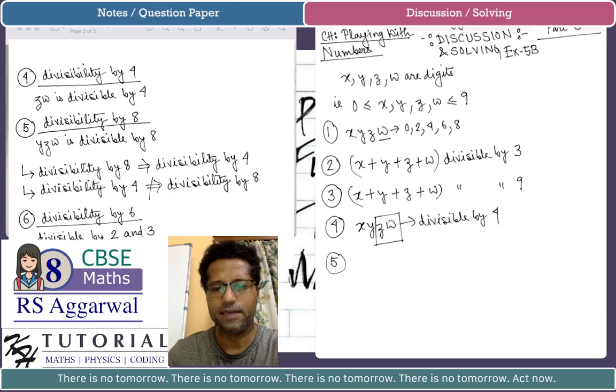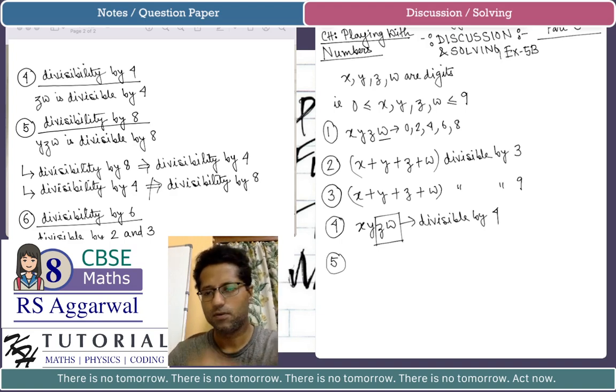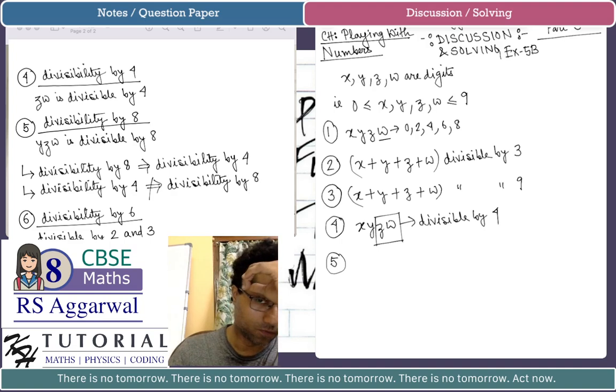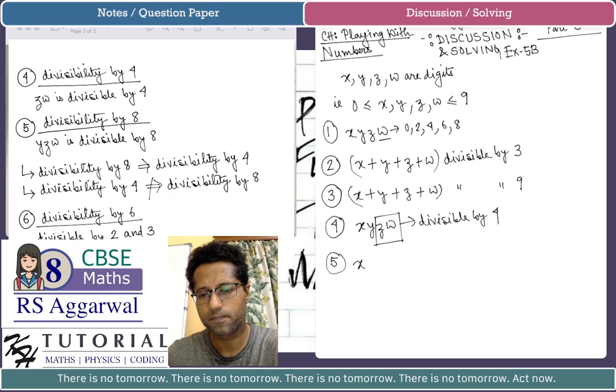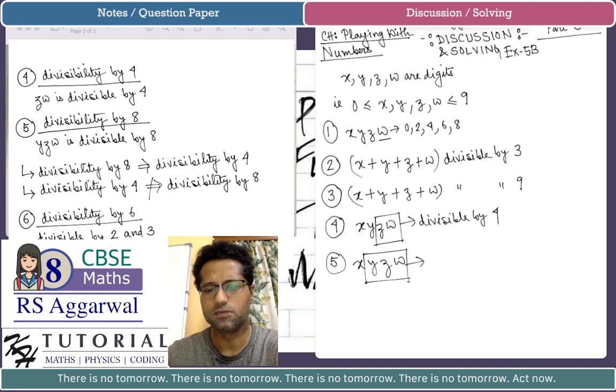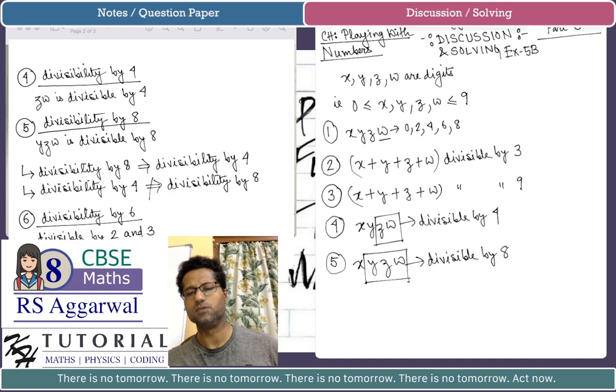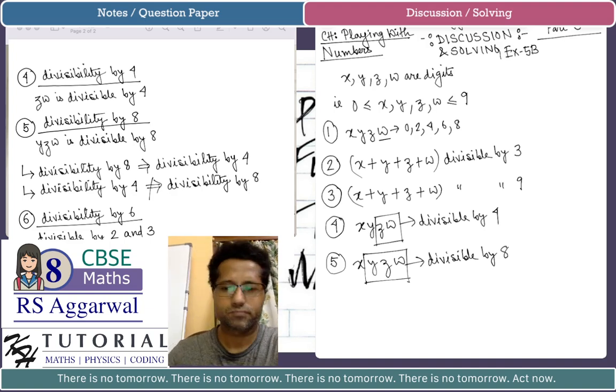Divisibility by 8 is the same concept like divisibility by 4, but in this case, we have to consider the last 3 digits. The number we have assumed is x, y, z, w, and the number formed by the last 3 digits is y, z, w. So this number must be divisible by 8. Then we can say that the whole number x, y, z, w is divisible by 8.